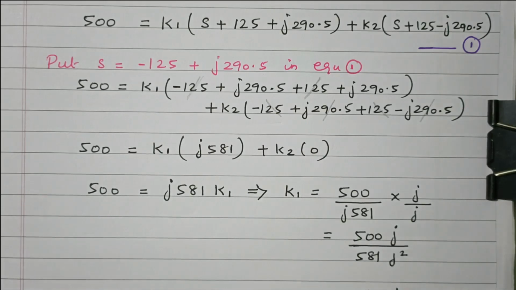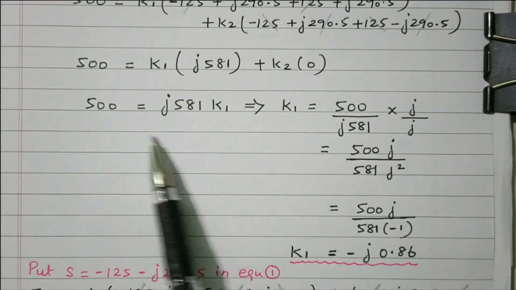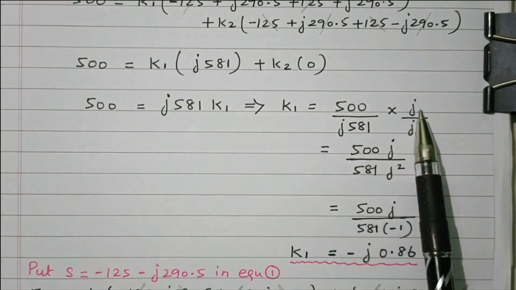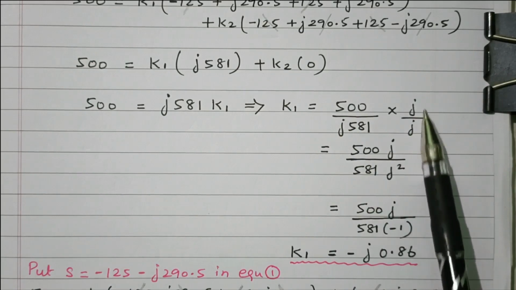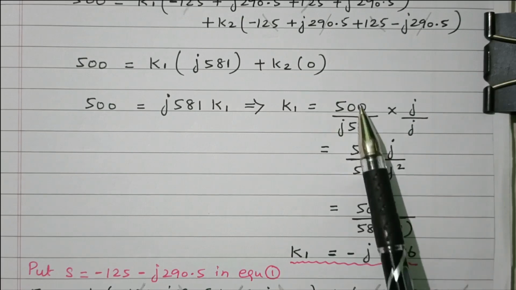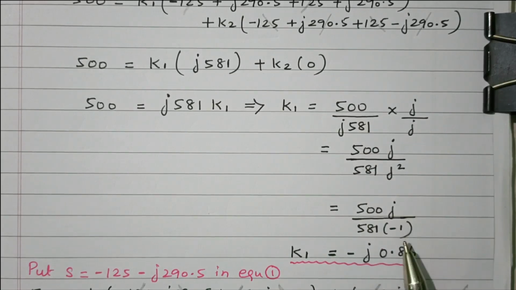Now from that we need to find the K1 value. What is the value of K1? So K1, you can bring this term to the denominator: 500 divided by J 581. In order to remove this J term, we multiply and divide by J, to bring this complex term into the numerator. So 500 J over 581 J square. We know that J square is minus 1. So 500 divided by 581 is 0.86, minus is there, so minus J. So K1 equals minus J 0.86.